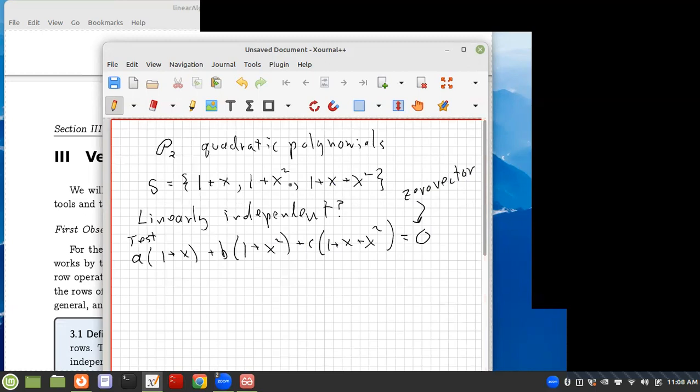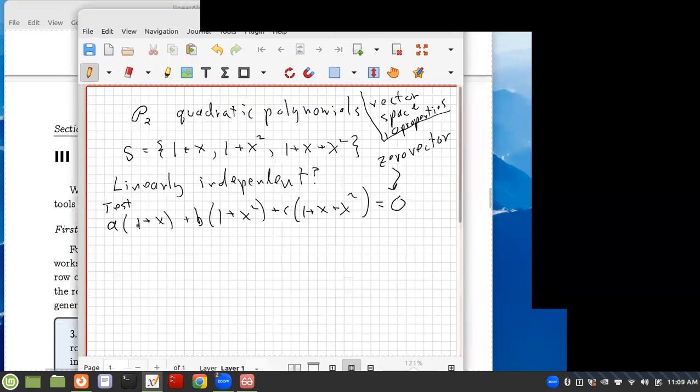Even though these are polynomials, not column vectors, we're thinking of them as vectors because this space has the properties of a vector space. It has those 10 properties, and any space with operations that has these 10 properties is a vector space. So that's why we can call each one of these things vectors.